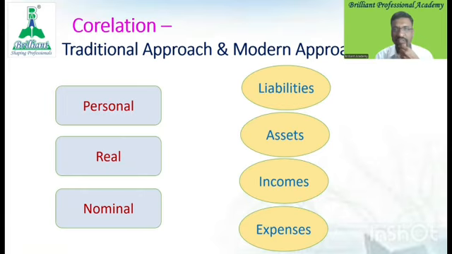Personal, yes, guess. Liabilities, correct. Assets, mostly real, few are personal. Remember two accounts: debtors and bank are assets but personal accounts. Let me repeat. Debtors and banks are assets but personal accounts. And all income and expenses are nominal accounts. So here we have correlated the traditional approach with the modern approach.